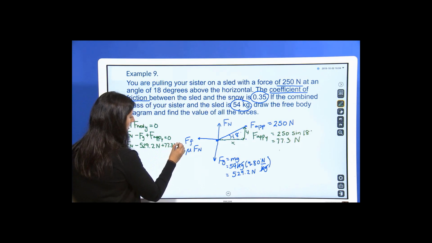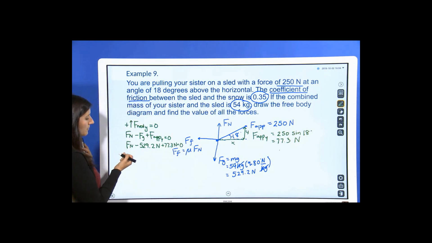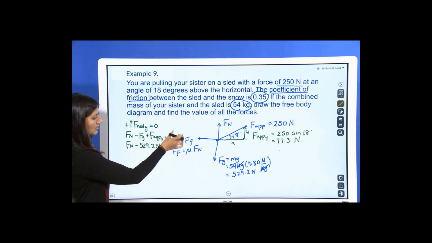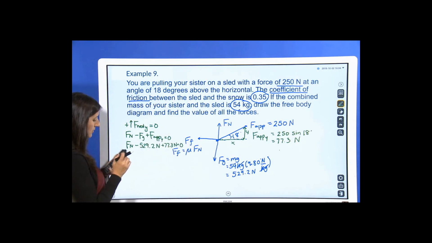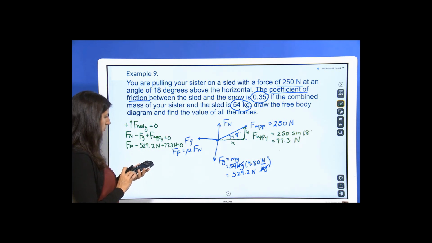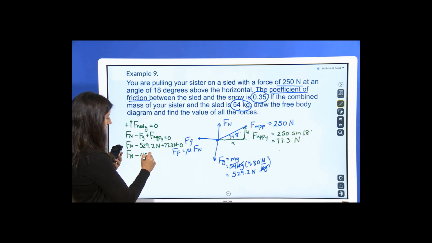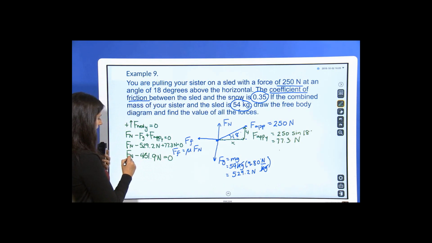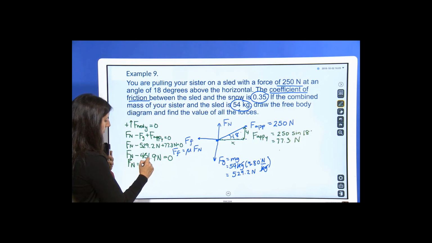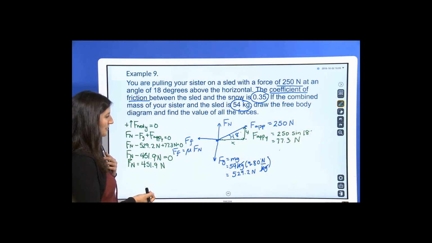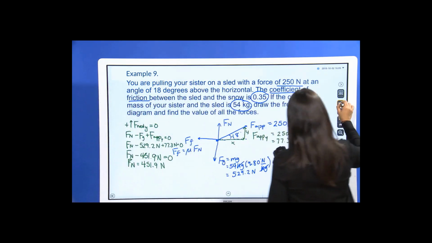77.3 newtons equals 0. I'm solving for this Fn. So I'm going to bring everything else to the other side. Let's add these together first. So I have negative 529.2 plus 77.3, and I get Fn minus 451.9 equals 0. Fn equals, I bring this to the other side, and I get positive 451.9 newtons. Now I know my normal force. So that's what's going to go in here.